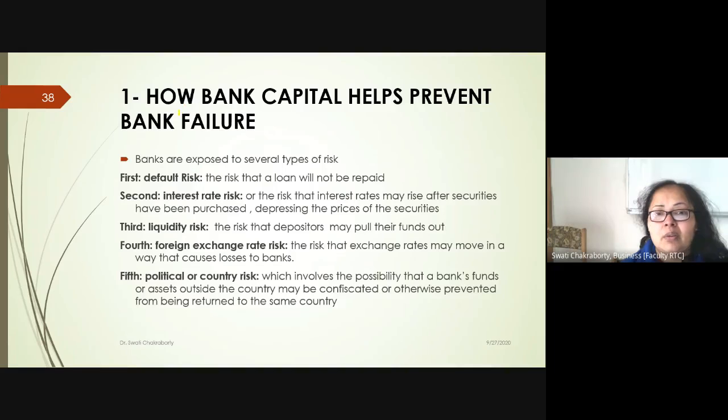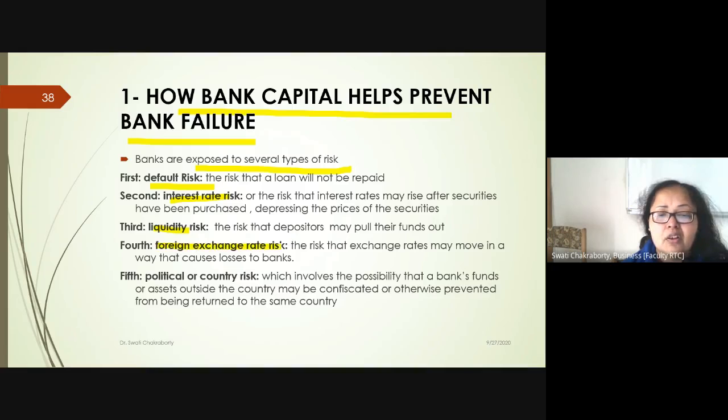How bank capital helps prevent bank failure. Now, banks are exposed to several types of risk. First is default risk, the risk that the loan will not be repaid. Second is interest rate risk, the risk that interest rates may rise after securities have been purchased, which leads to a decrease in the price of securities, right? Third is liquidity risk, the risk that depositors may pull out their funds at any point of time.